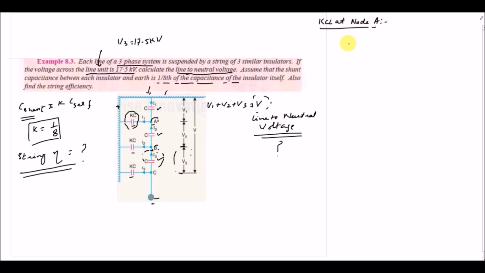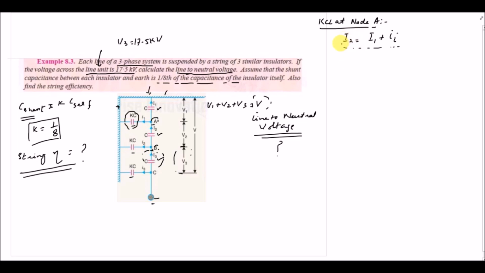For KCL it will be I2 is equal to capital I1 plus small I1, right? The capital I2 current is moving towards node A, and current capital I1 and small I1 are moving away from node A. So this is the KCL equation at node A.